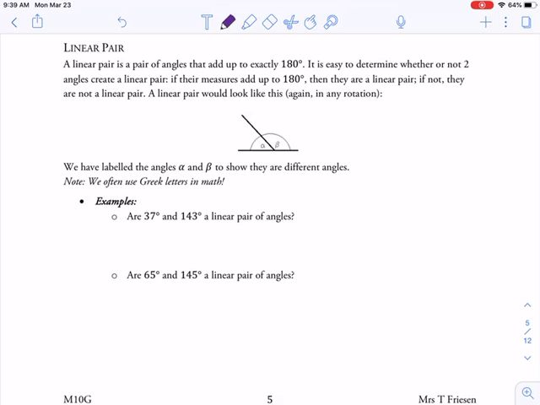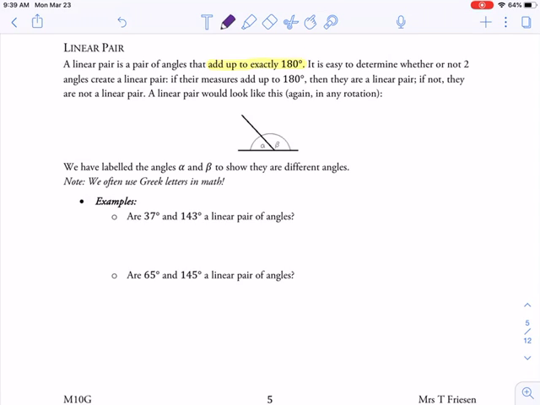When we have a linear pair, they are angles that add up to exactly 180 degrees. Because of that, it's actually really easy to figure out if two angles create a linear pair. You can just add them up, and if they equal 180, then they are a linear pair, and if you add them up and they don't equal 180, then they're not a linear pair. So let's look at a couple examples here.